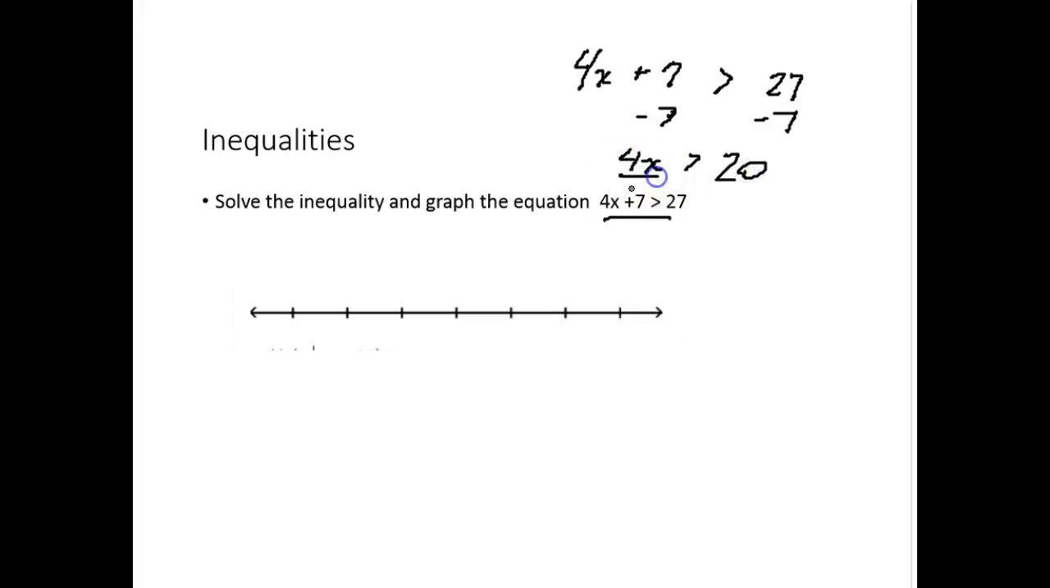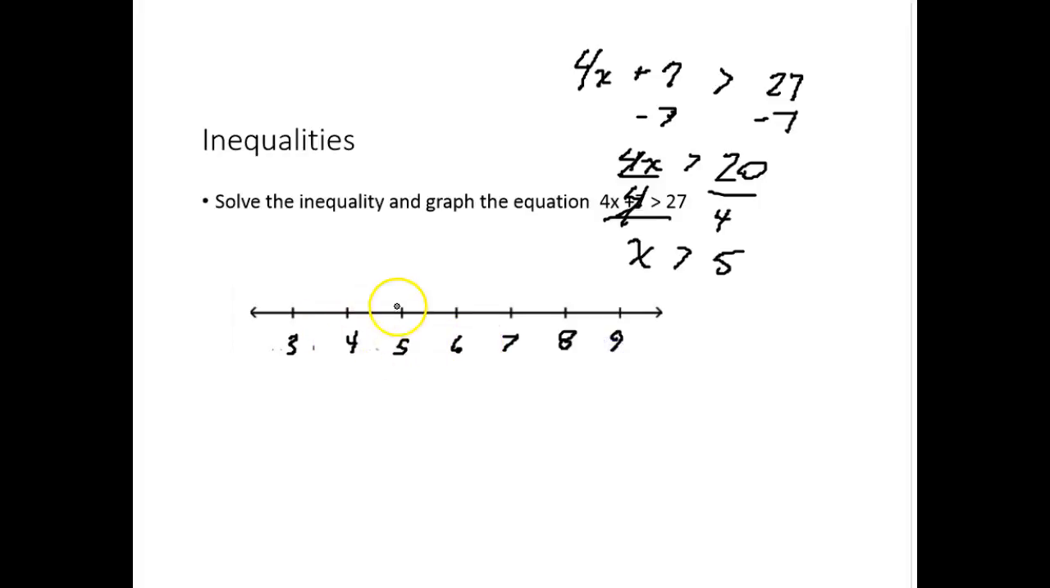And then what are we going to do? We're going to divide both sides by 4. My 4's will cancel out, giving me x is greater than 20 divided by 4, so x is greater than 5. So if I were to graph this, I've just got a blank number line down here. Let's call this 3, 4, 5, 6, 7, 8, 9.